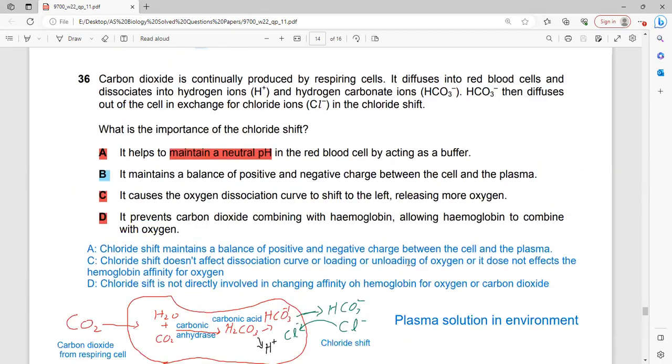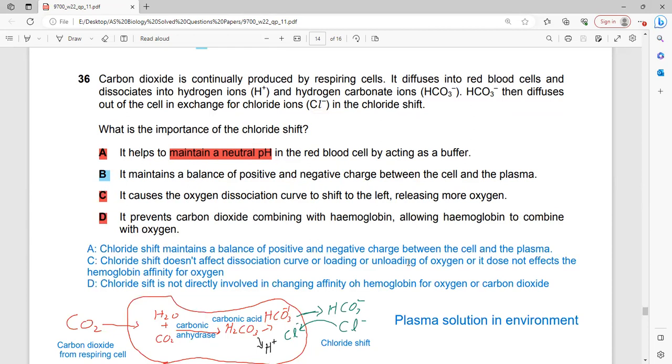We're going to proceed to the next question here. The carbon dioxide is continuously produced by respiring cells. So when we see that, the carbon dioxide will enter into the red blood cell, and it will combine with the water in the presence of carbonic anhydrase, and it will produce carbonic acid, meaning H2CO3. This carbonic acid is an unstable molecule, and that will split into a hydrogen ion and hydrogen carbonate.